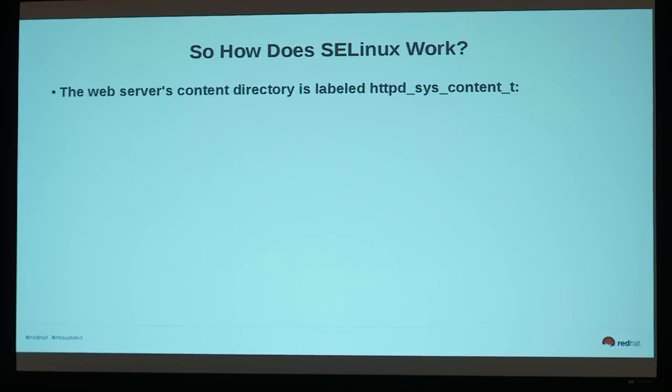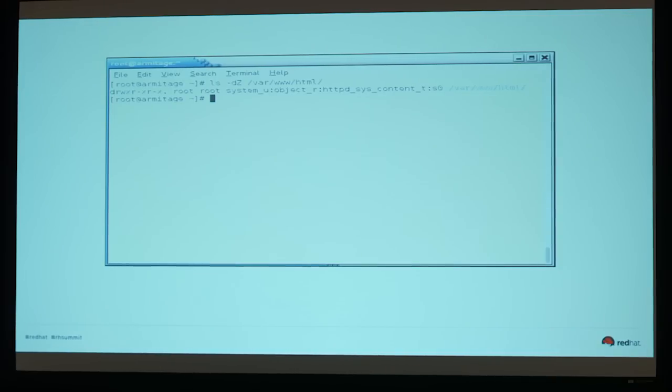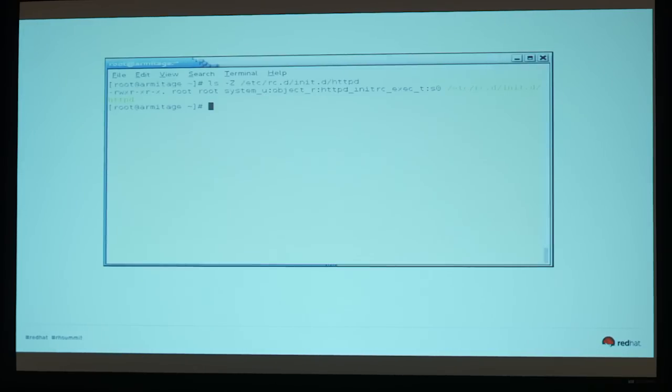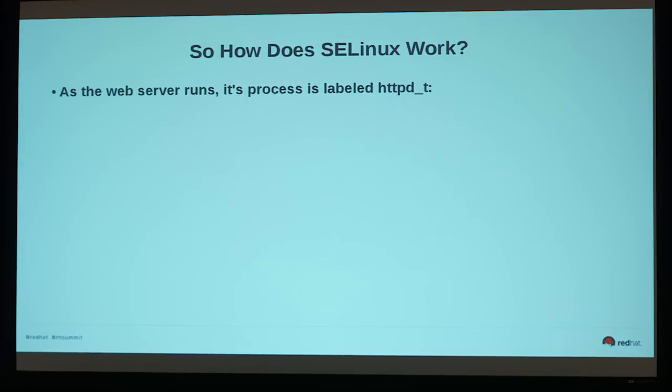Ditto for the system content directory, /var/www/html. If I do an ls -Z, httpd_sys_content_t. If I look at the shell scripts that are used to start and stop it under /etc/rc.d and init.d, same thing there. They've got a label that's httpd_initrc_exec_t. Are we seeing a trend here, kind of a pattern? The labeling makes sense. It's usually something that's at least a little bit intuitive. When you look at it, you can see that things are related to each other.